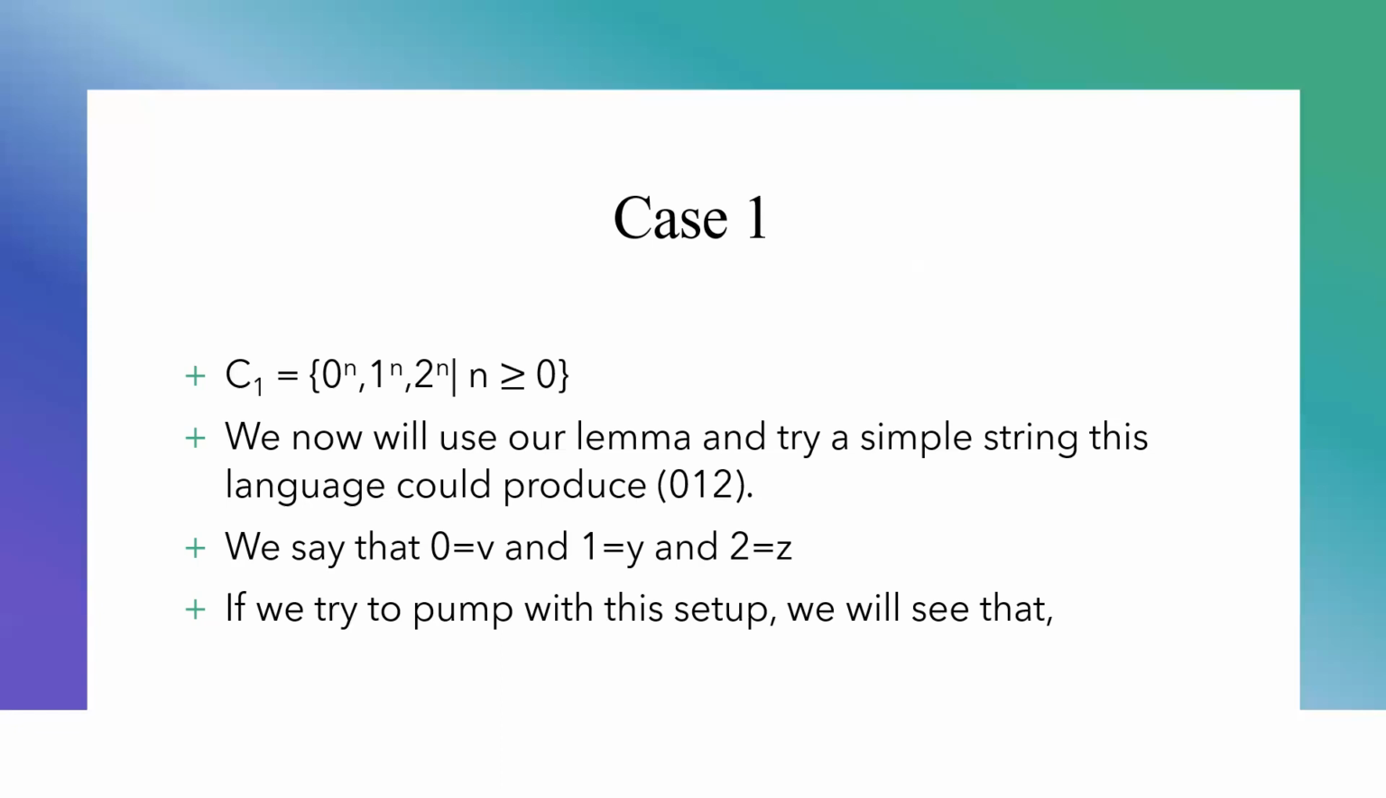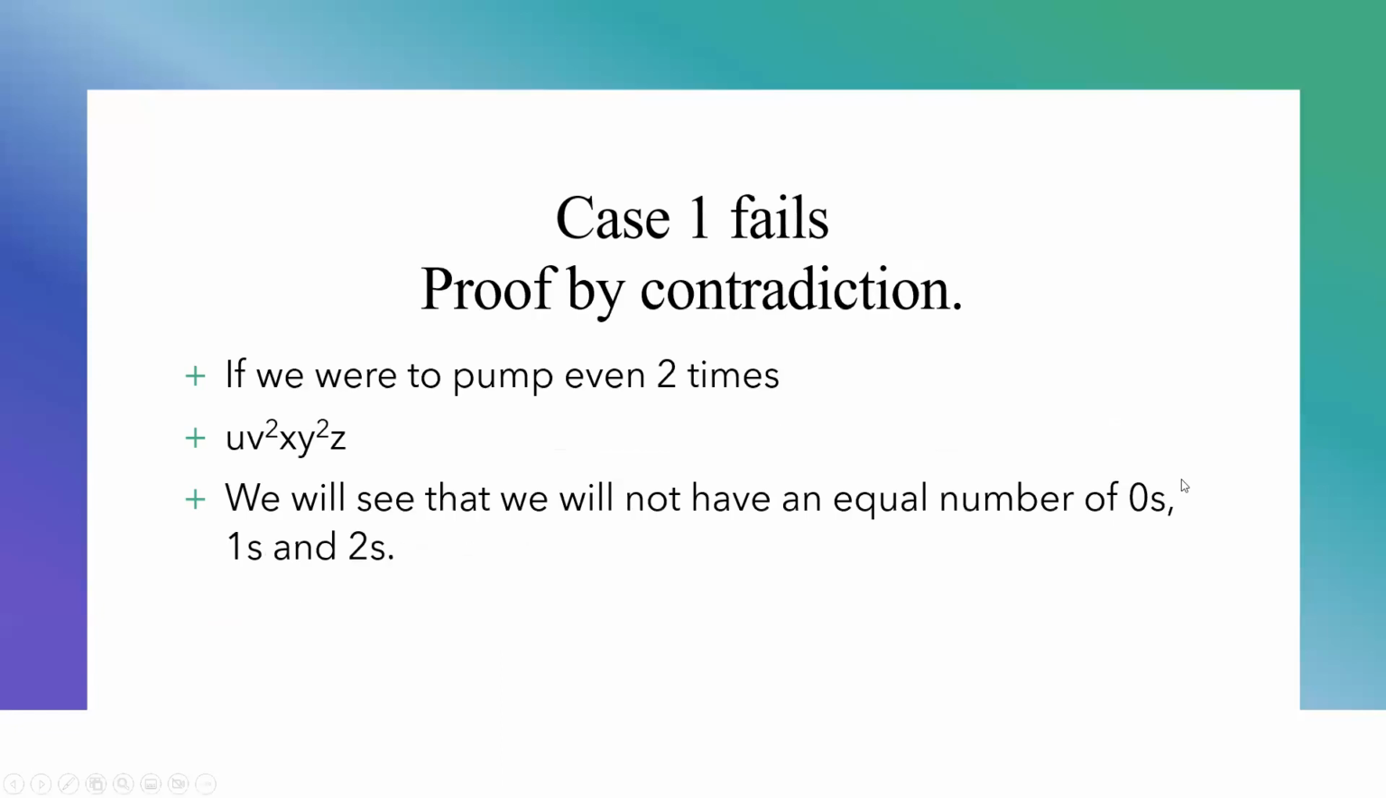If we try to pump with this setup, we see that it fails. Proof by contradiction: if we were to pump the lemma 2 times, so the zeros get pumped twice and the ones get pumped twice, there would only be one 2 still. So it would fail. And that's kind of the limitation of pushdown automata, or PDAs.